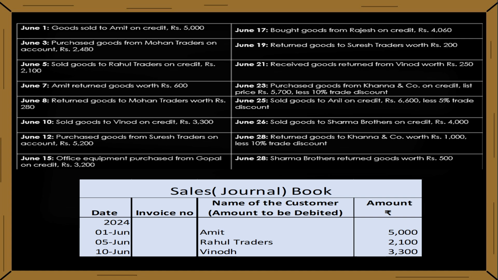On June 10th, sold goods to Vinod on credit rupees 3,300. So for this we have to go to sales journal book. Date is 10th June. Name of the customer is Vinod and the amount is rupees 3,300.